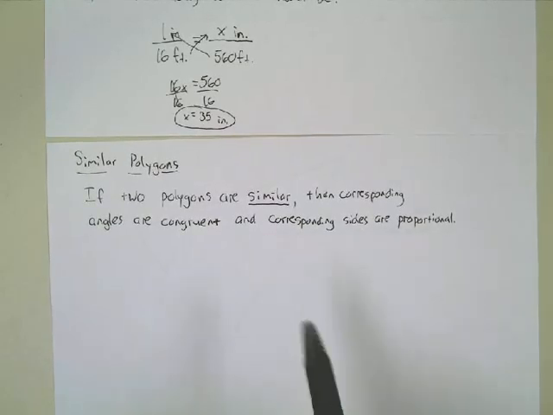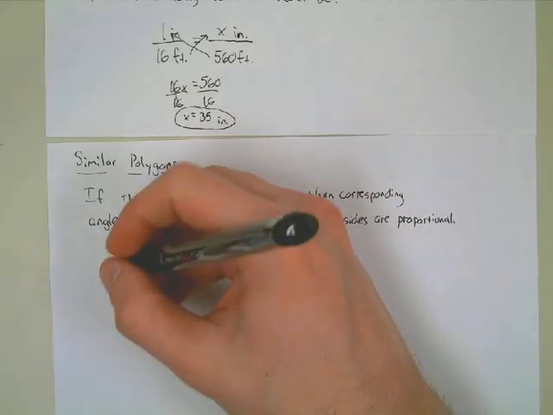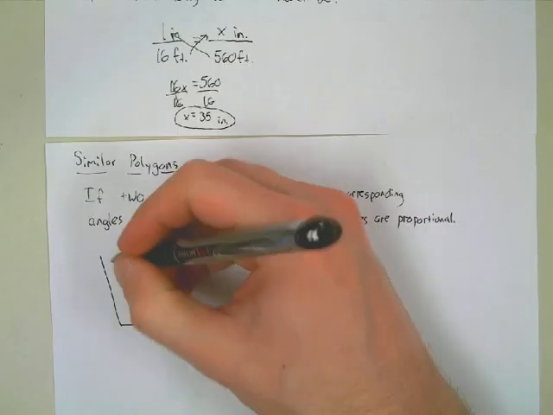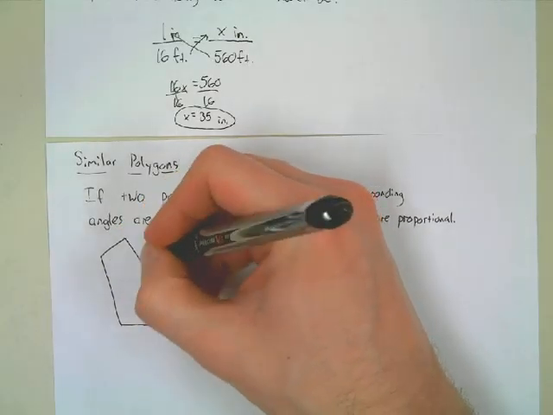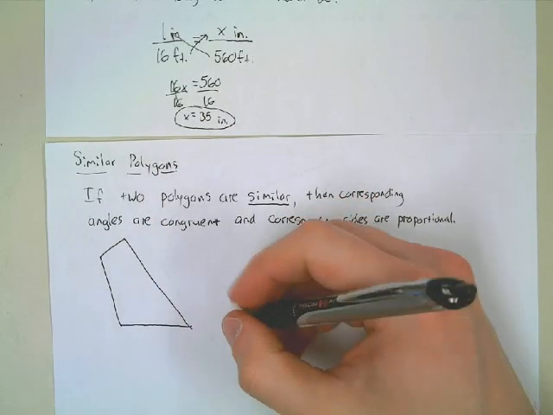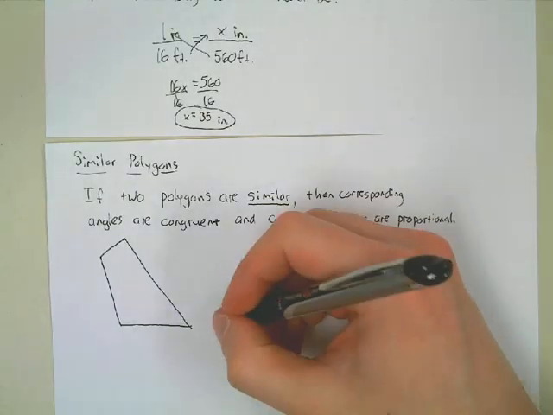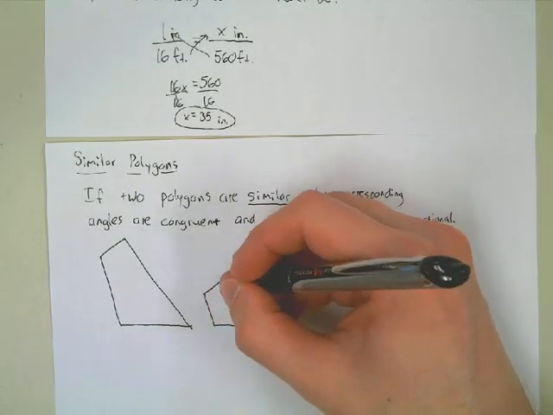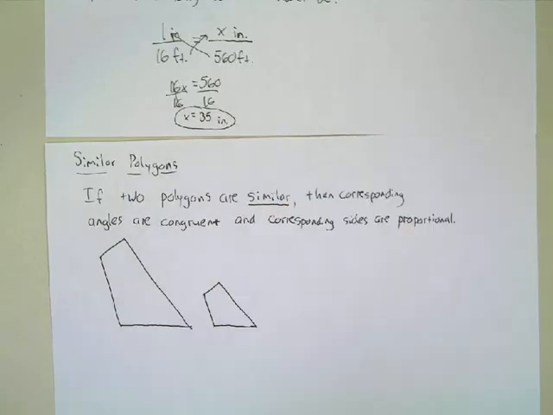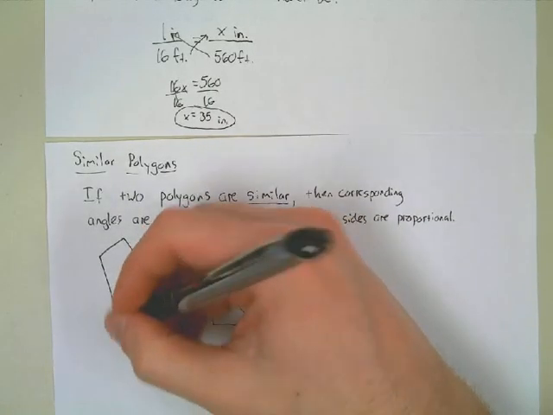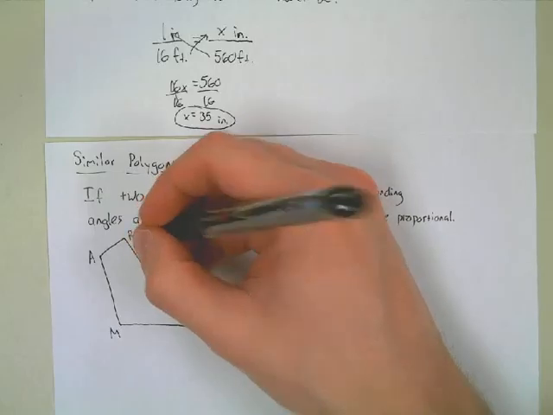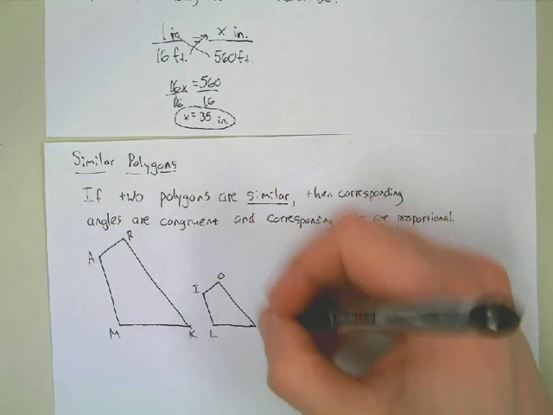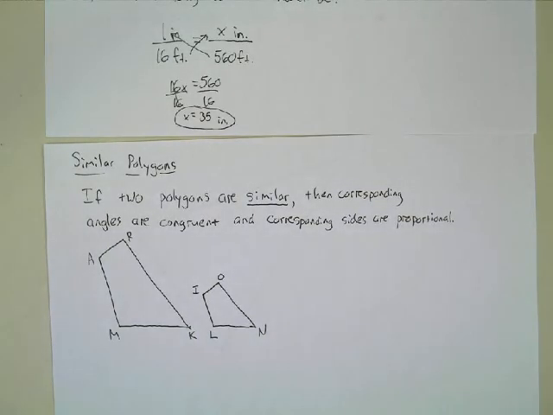So I'm going to draw a shape. I'm going to try and draw a smaller version of that shape. Okay. And we'll call the big one polygon MARK. And the little one, polygon LION.